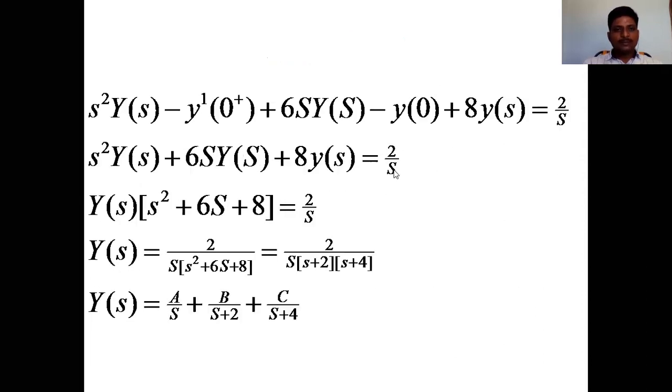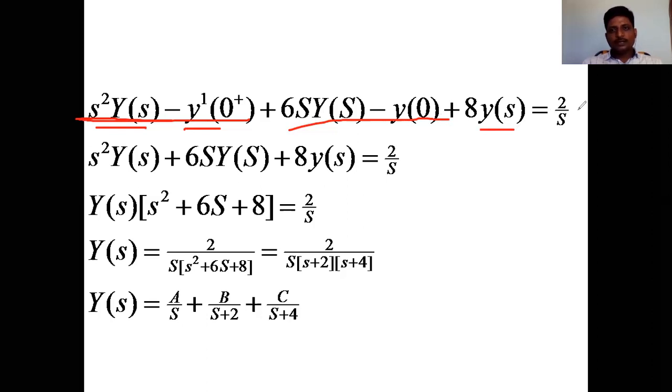If you apply Laplace transform to that differential equation, you are going to get s square Y(s) minus y dash of 0 plus. This is for d square y by dt square. Next, there is a term dy by dt. For that term, it is 6 into s into Y(s) minus y(0) plus 8 into Y(s), is equal to 2, no?